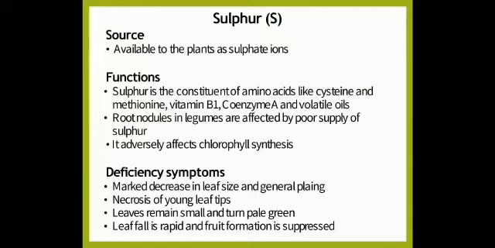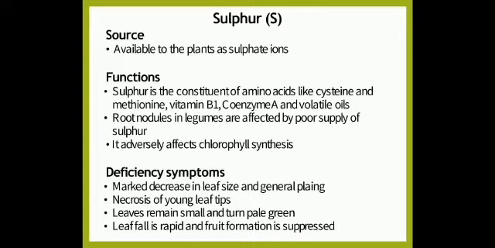The next element is sulfur. Sulfur is available to the plants as sulfate ions. It is one of the constituents of amino acids like cysteine and methionine, vitamin B1, coenzyme A, and volatile oils. The root nodules in legumes are affected by a poor supply of sulfur. It also adversely affects chlorophyll synthesis.